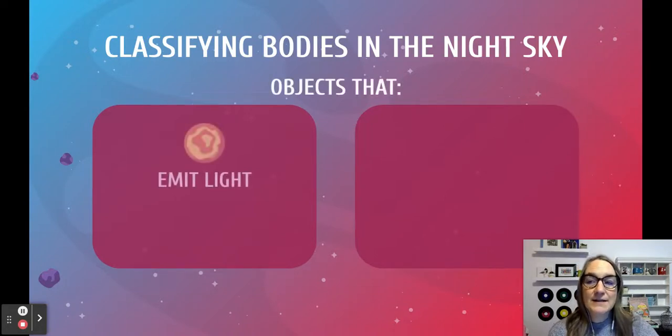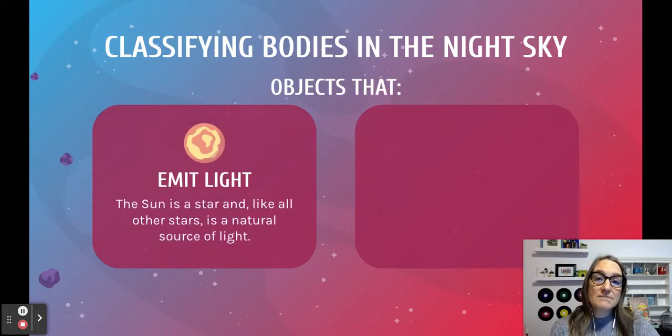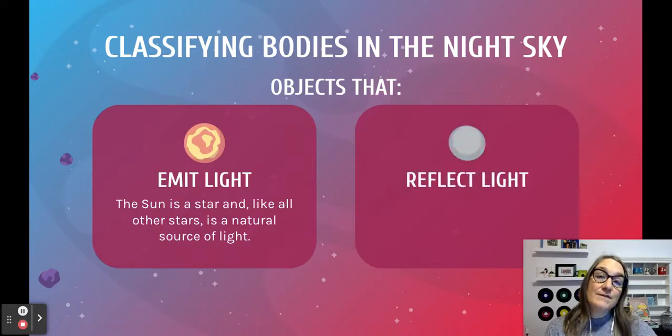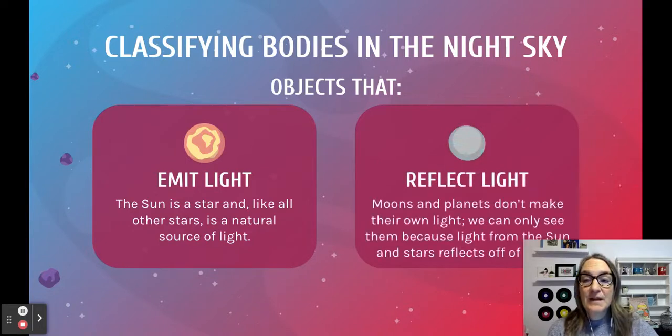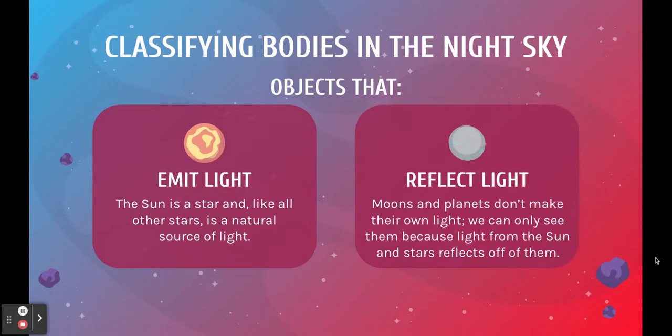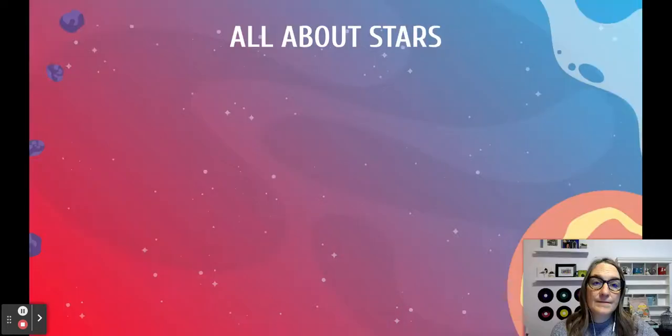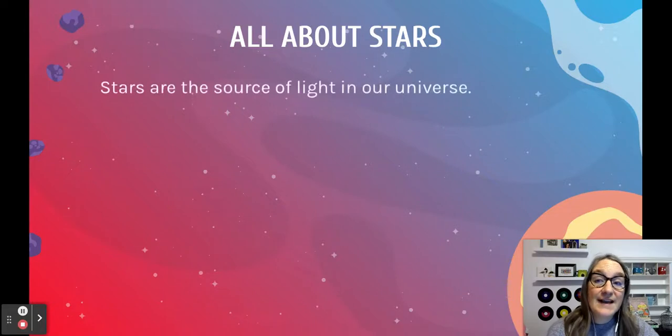Objects that emit light are stars. We know our sun is a star, and like all other stars, it's a natural source of light. Objects that reflect light: moons and planets don't make their own light. We can only see them because light from the sun and stars reflects off of them. Stars are the sources of light for the whole entire universe.